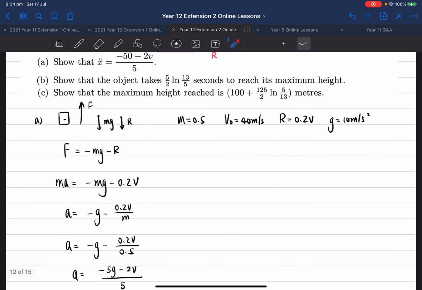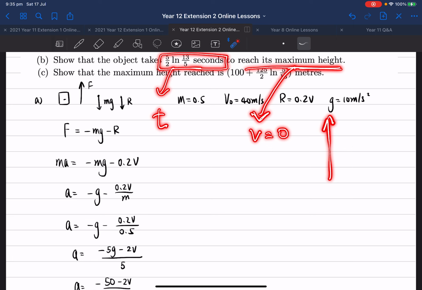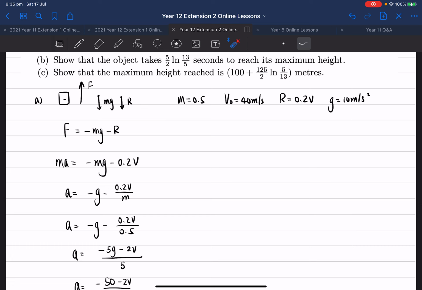Okay, now a couple of things that you need to understand here. Seconds, that's the time. Maximum height is when the velocity equals 0. If you think about it, you're throwing the object up, right? So the object is decreasing speed until the velocity reaches 0. So that gives you the maximum height. So from this information here, we need the velocity, we need the time. So velocity time function, okay?